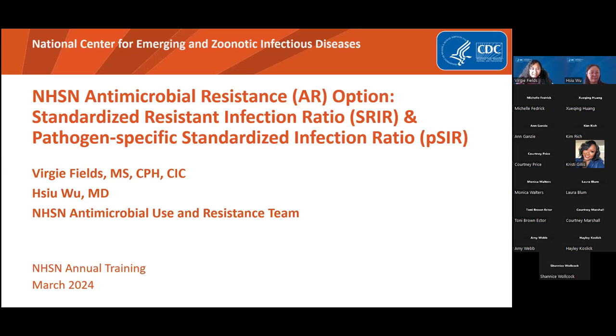Thanks, Sho. So today we'll be discussing the NHSN antimicrobial resistant, or AR, option's two newest metrics, the standardized resistant infection ratio, which is the SRIR, and the pathogen-specific standardized infection ratio, the pSIR. The NHSN AUR team will be monitoring the Q&A box for this session, and questions about the AR option, SRIR, and pSIR will have priority.